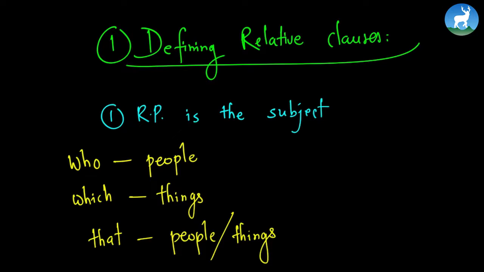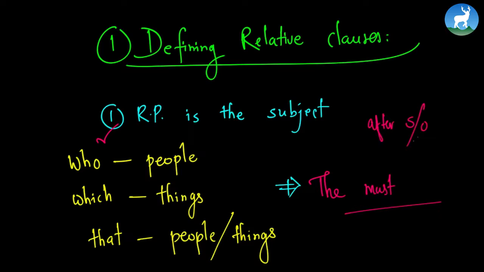We can't drop the relative pronouns when they are the subject, so we cannot drop them. The relative clause can come after the subject or object of the sentence. Let's understand this by studying some examples. She has a son who, or you can use that, is a doctor.